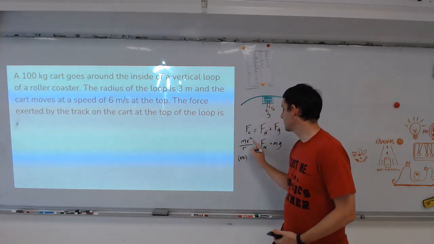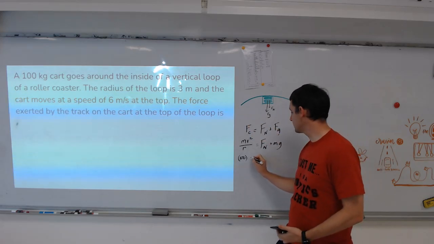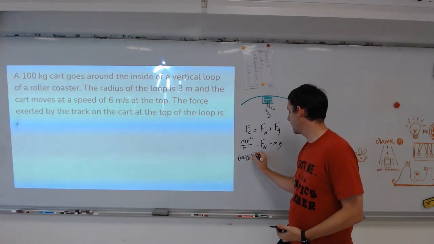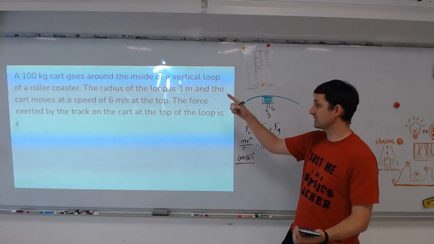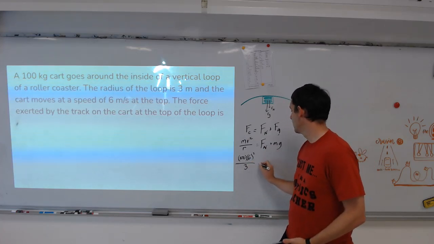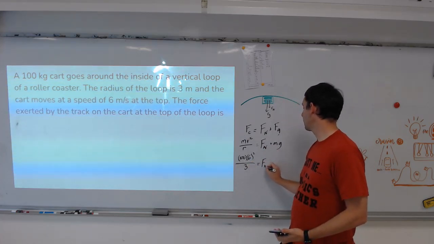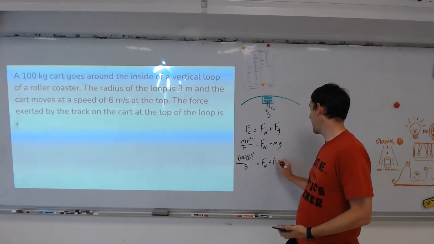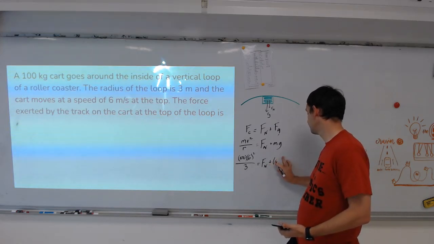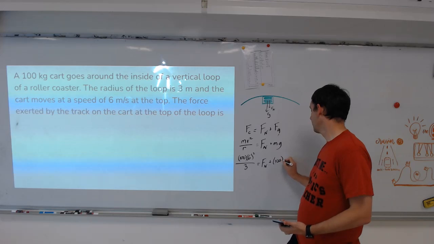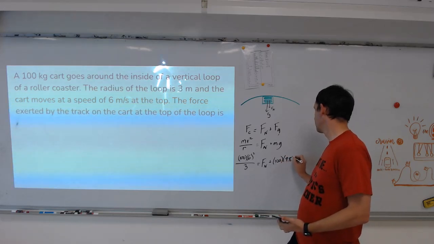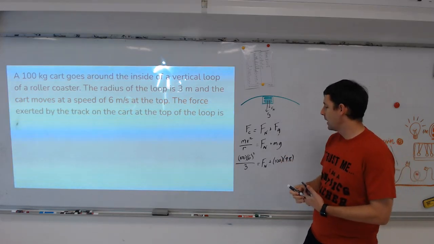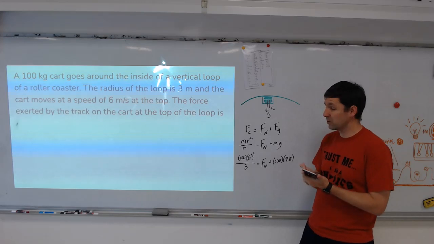We've got the velocity, which was 6 meters per second, so we'll go 6 squared. We've got the radius, which was 3 meters, and then we've got the normal force plus mass, which is 100, times gravity, which is 9.8. And so we should just be able to plug that right into our calculators, right?